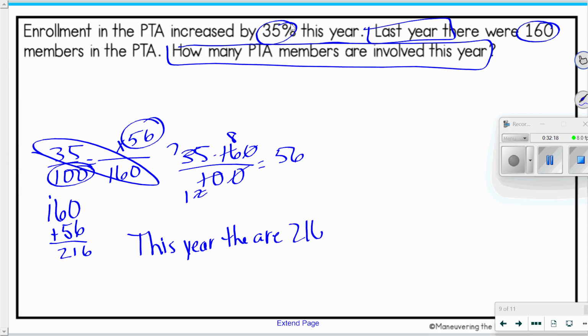What's a PTA? Parent Teacher Association. Parent intention. No, it's PTA. I know, but I said. Guys, any questions on this? Okay?